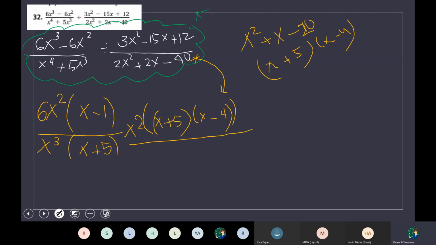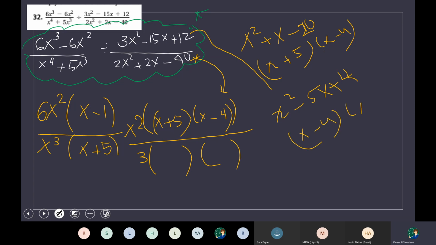Over. Now here, can you take a 3 as a common factor? Yes. For this one, it will be x squared minus 5x plus 4. Plus 4, minus 5, yes. How will it be now? x minus 4 times x minus 1.